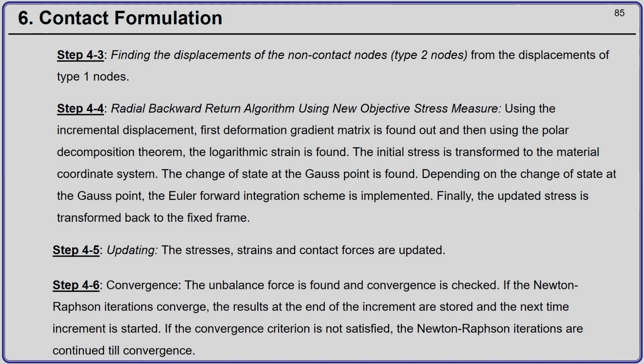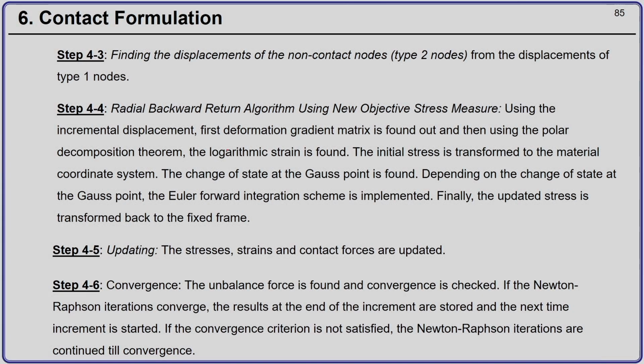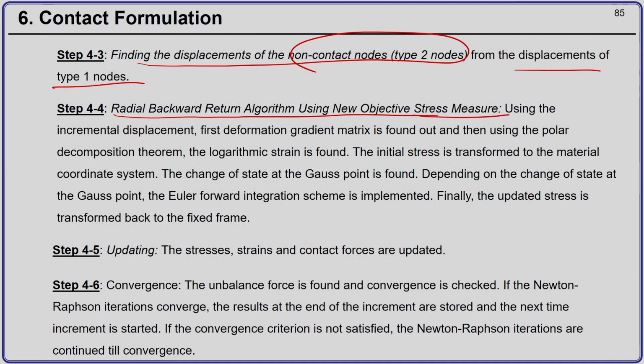Once we have found out the contact displacement and the contact forces, we can find out the displacement of non-contact nodes from the displacement of contact nodes, which are called the type 2, type 1 node also. This is done using the static condensation scheme, and then we apply what is called the radial backward return algorithm using the new objective stress measure. So, this we have already discussed.